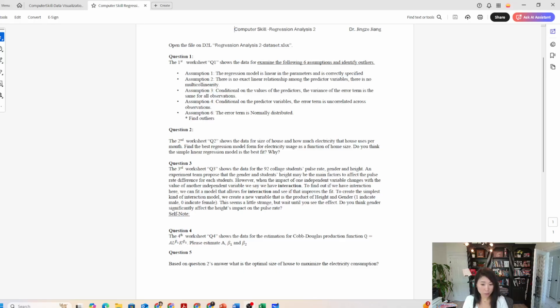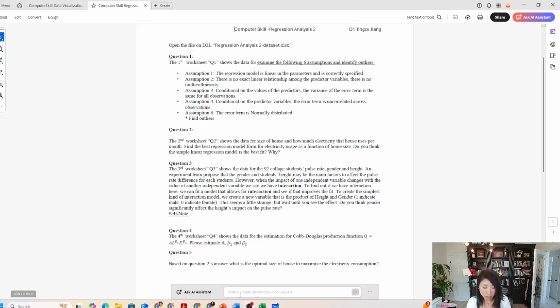In question number 2, we explored the quadratic form, which we also call the second order polynomial regression model. We introduced x squared to the model because we saw a curvature when creating a scatter plot. Instead of assuming x and y, the size of the home and the electricity consumption, have a perfect linear relationship, we assume they have a curvilinear relationship. To introduce that, we add the x squared term to the regression model.